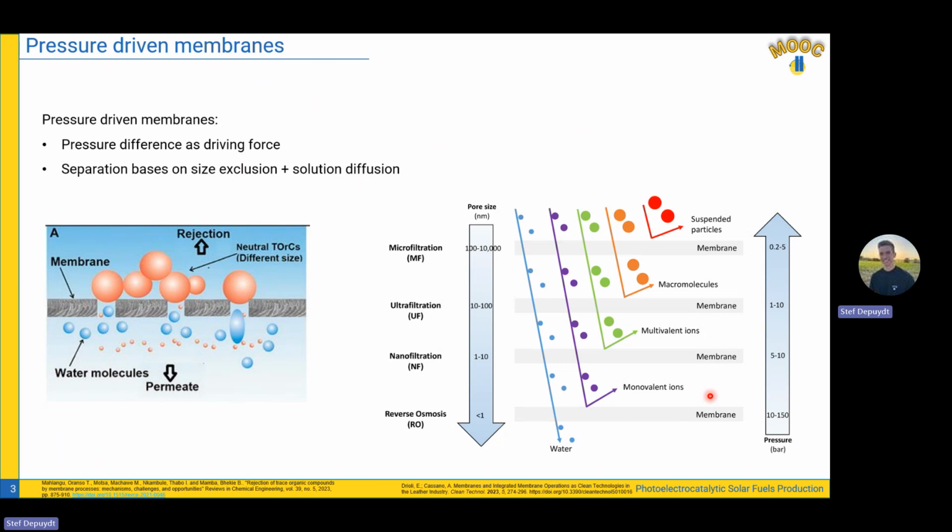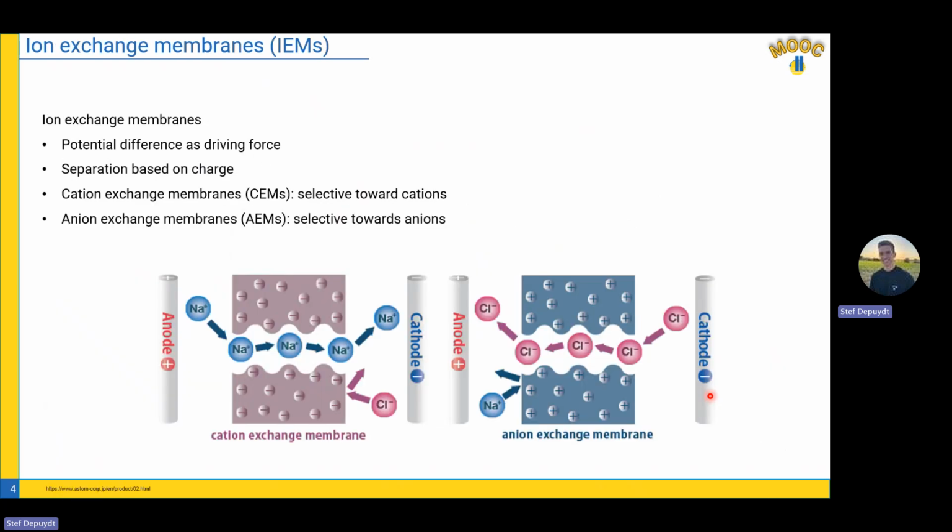Those are pressure-driven membranes. The membranes we will be focusing on in this lecture are ion exchange membranes. These ion exchange membranes use a potential difference as a driving force. There we have a separation that's based on charge. We have two types of ion exchange membranes. We have cation exchange membranes that are selective towards cations, meaning that cations are transported through the membranes and anions are rejected. And then we have anion exchange membranes. Those are membranes that are selective towards anions.